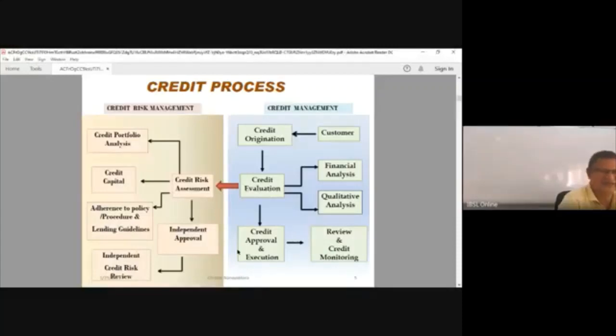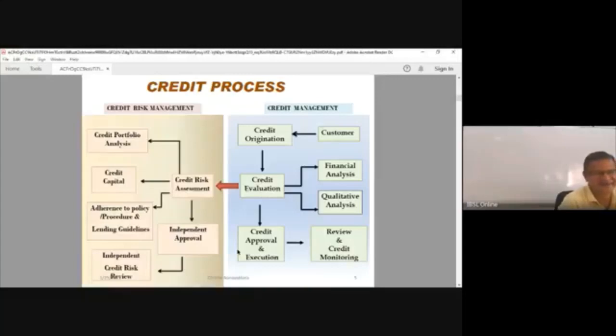You will check his last three years' profit. You will check his liquidity. You will check his profitability. You will check his solvency. You may have done this in financial analysis, and you will do ratio analysis to see whether those ratios are in line with the credit requirements of your bank.